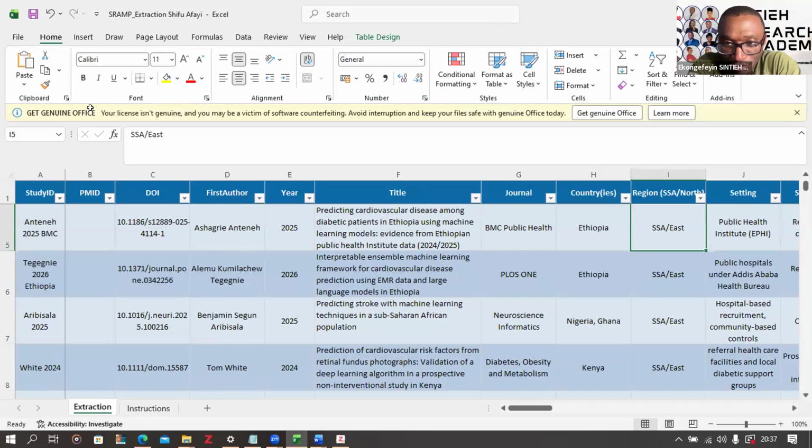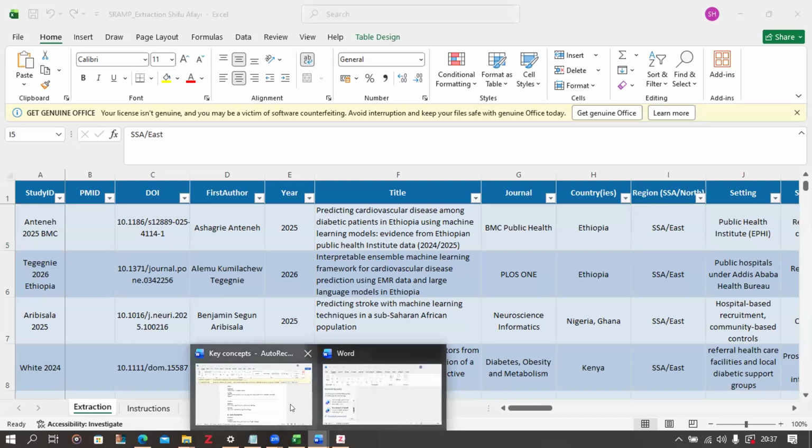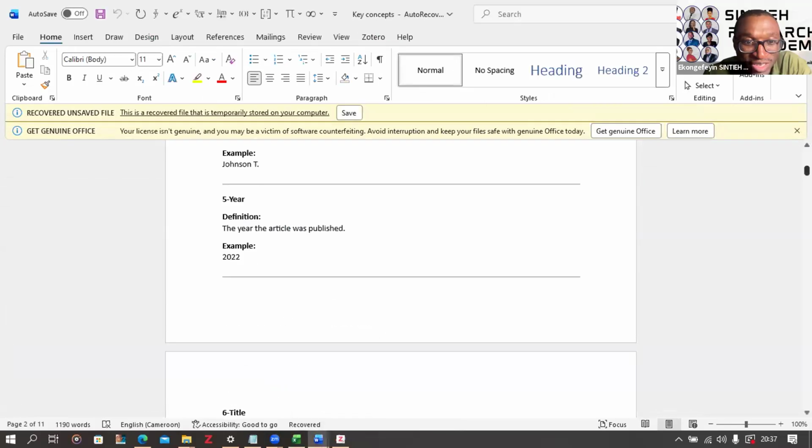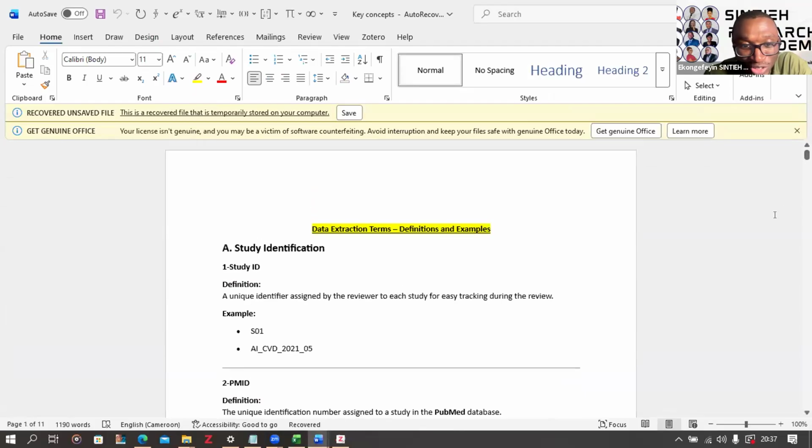And then the PMID, though, I don't know where to get it. PMID is a PubMed ID. You get it when you download the paper from PubMed, or if you go to PubMed, you see it there. Just copy the title of the study and put it on PubMed. You see it there.